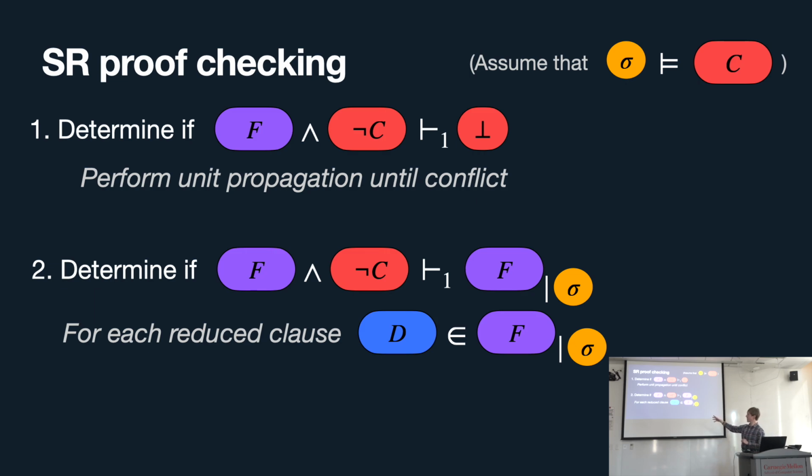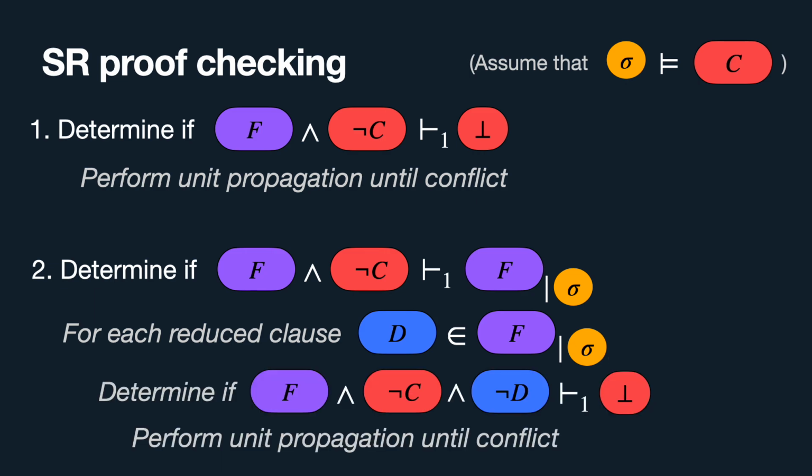So for each reduced clause D inside of this mapped formula F, determine if F and not C and not D implies the empty clause. This is basically assumed for sake of contradiction proof. You're trying to check if assuming the negation of D causes a conflict. And if it does, then D must be unit propagation entailed by the formula F and not C.